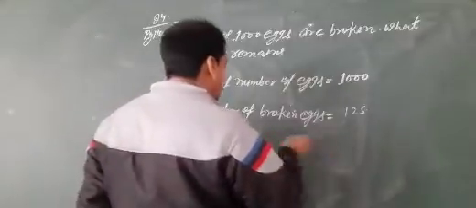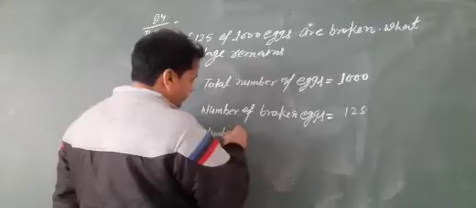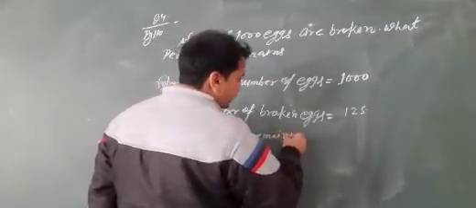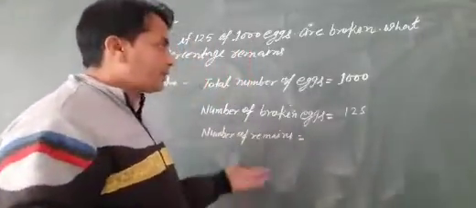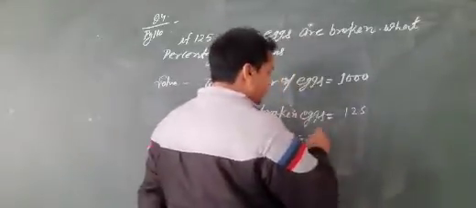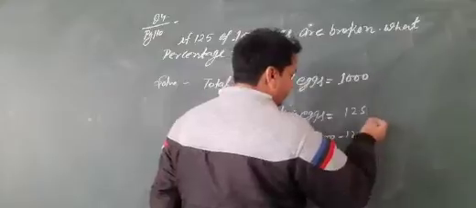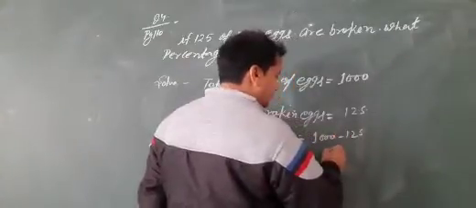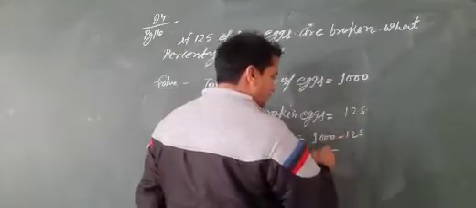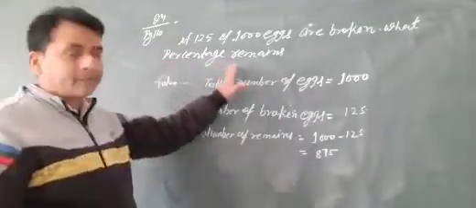Then the number of remaining eggs. The total number of eggs is given here as 1000 and the number of broken eggs as 125. Then the remainder is 1000 minus 125, that is 875.